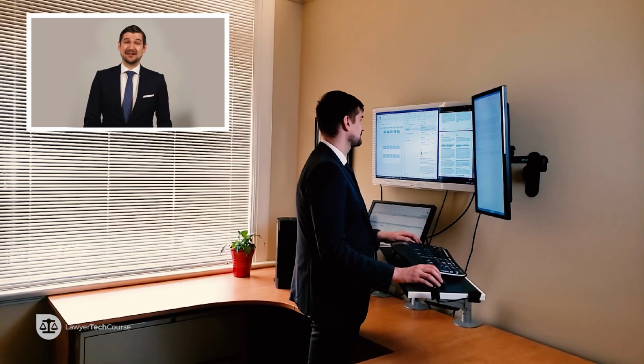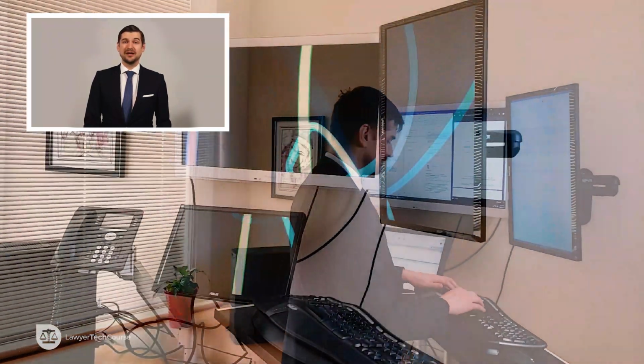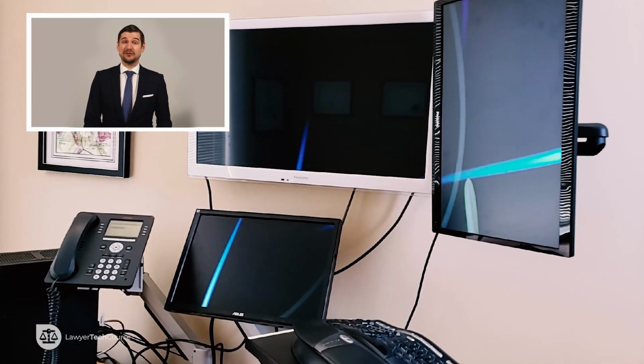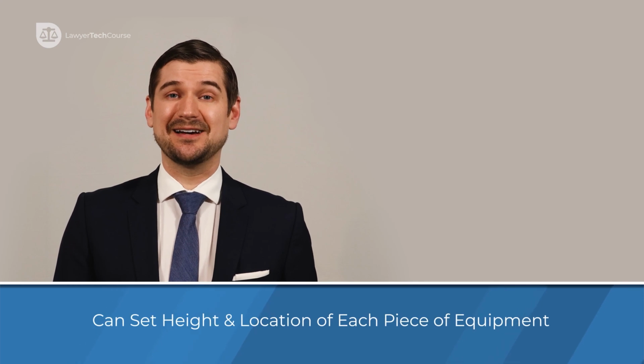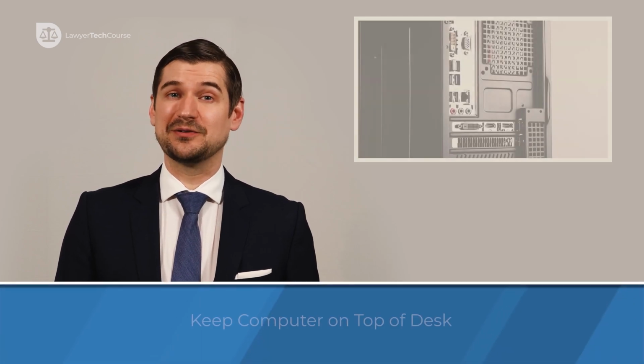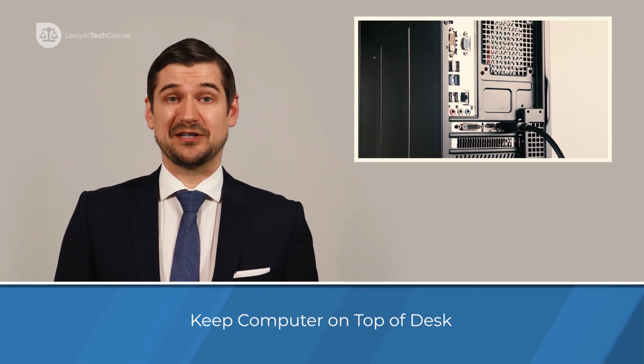My standing desk setup combines a traditional desk with mounts, which attach my monitors to the wall, and arms, which are attached to my desk and suspend my keyboard, mouse, and office telephone above my desk. This configuration allows me to set the height and location of each piece of equipment and results in a cleaner desk with more usable space. Also, I keep my computer on my desk instead of under my desk where computers are usually kept.